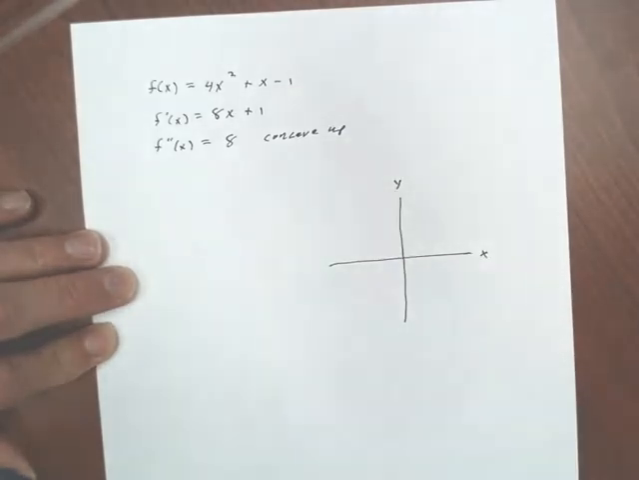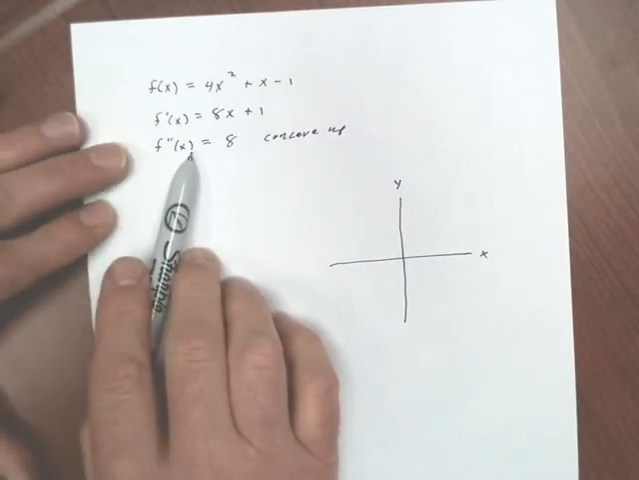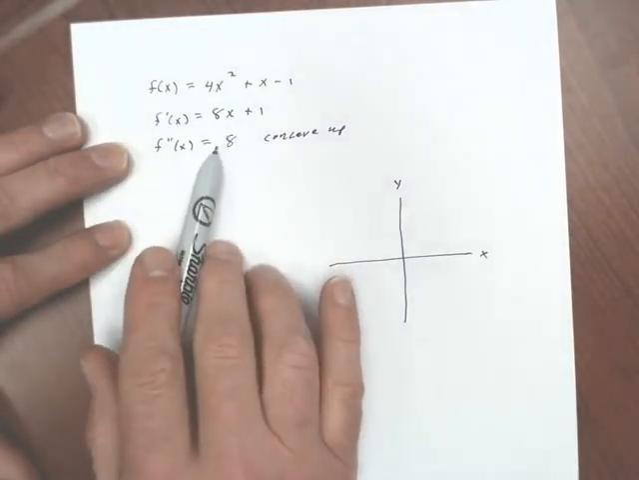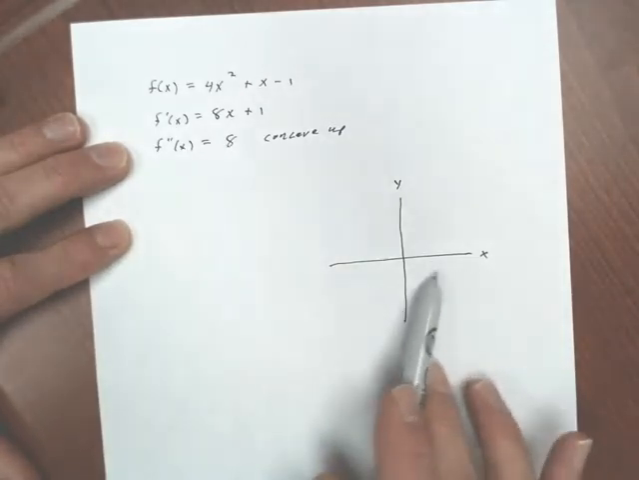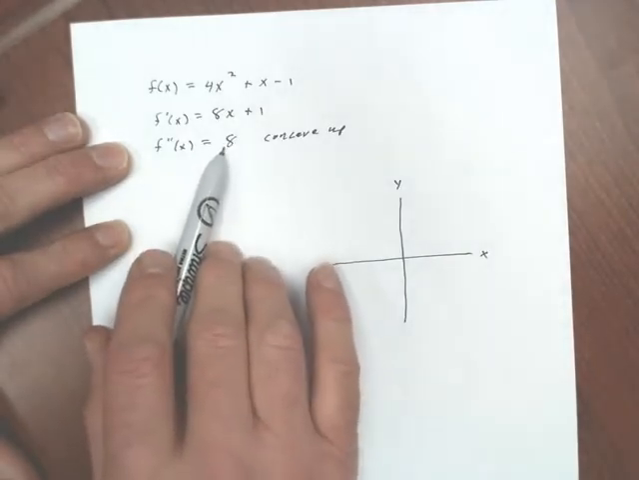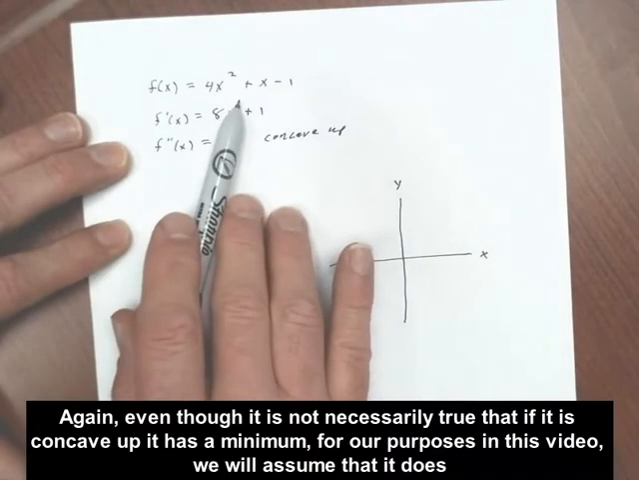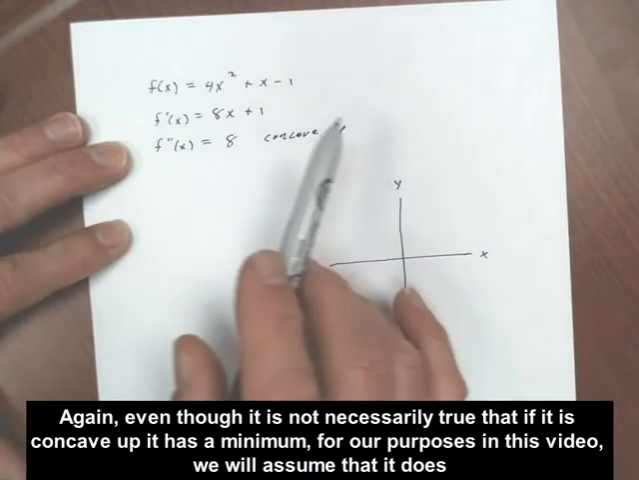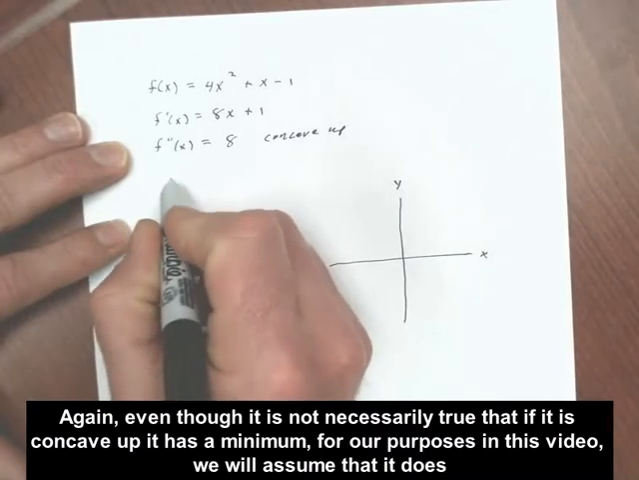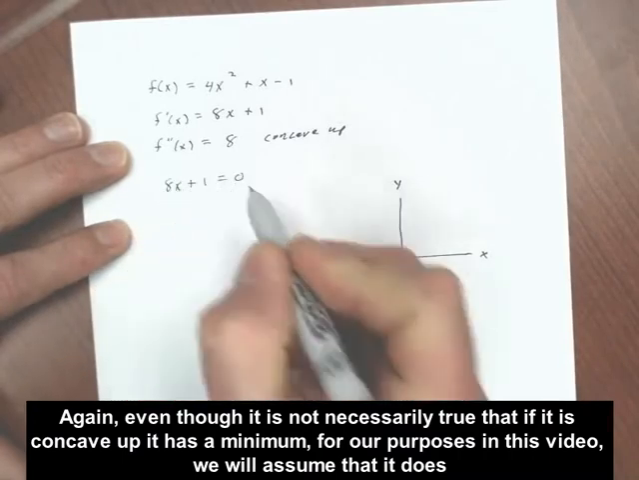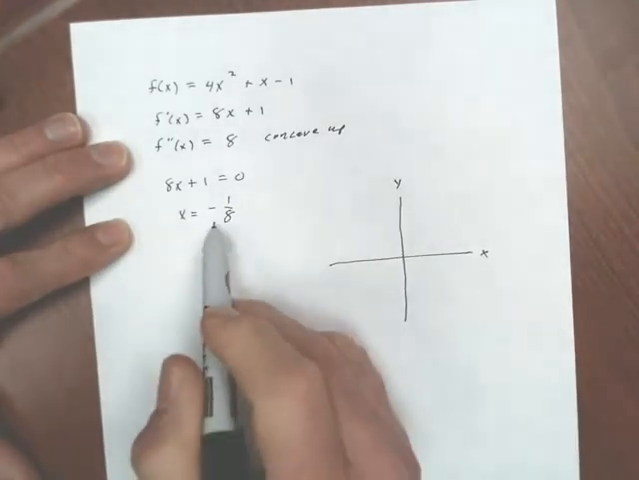This function is concave up. Okay, and because there's no variable with that, the concavity doesn't vary at all as a function of x. What does this mean? It's concave up for all x. If that's the case, then we must have a minimum somewhere. In order to find the minimum, we're going to set our slope equal to 0. So 8x plus 1 equals 0. That means x equals negative 1/8. So that is our x coordinate of the minimum.